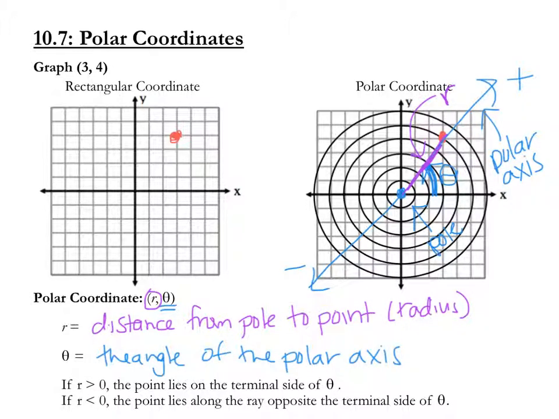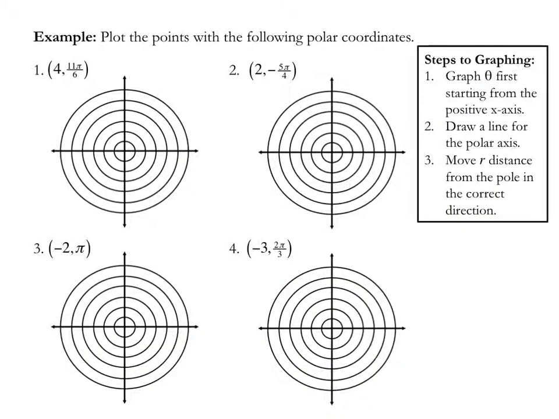And I alluded to this a little bit, but the r determines which side of the polar axis you go on. If r is bigger than 0, you're going to go towards the positive side, which is the terminal side of where the angle stopped. And if it's less than 0, you're going to go to the negative side. So we've got some examples on the next page to help you understand the graphing part.